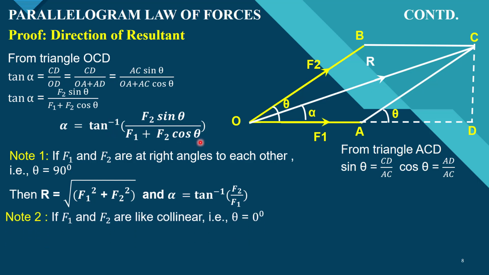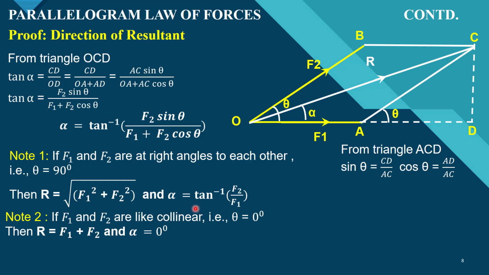Now let's take the second case. We are assuming that the two forces are collinear. What do you mean by collinear forces? The line of action of the two forces will be the same. That means the value of theta will be 0 if the forces are like collinear, like meaning same direction. Again, substituting this value in the above formulas, we'll get R is equal to F1 plus F2 and alpha will be 0 degree. That means the resultant force will have the same line of action as F1 and F2. Clear?